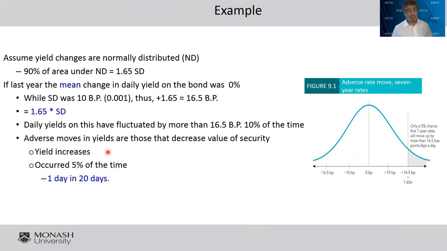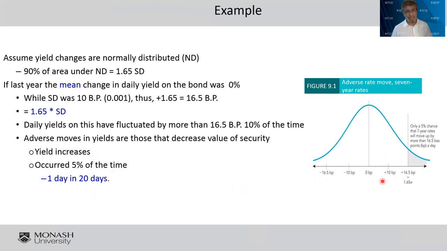So the adverse moves in the yield are those yields that decrease the value of the security. So we are not interested in this area. We are actually interested in this area, which is the adverse move. Because if there is an increase in the yield, the price of the security will drop, and this is very normal. So our concern is that the yield increases, and it occurred in 5% of the time.